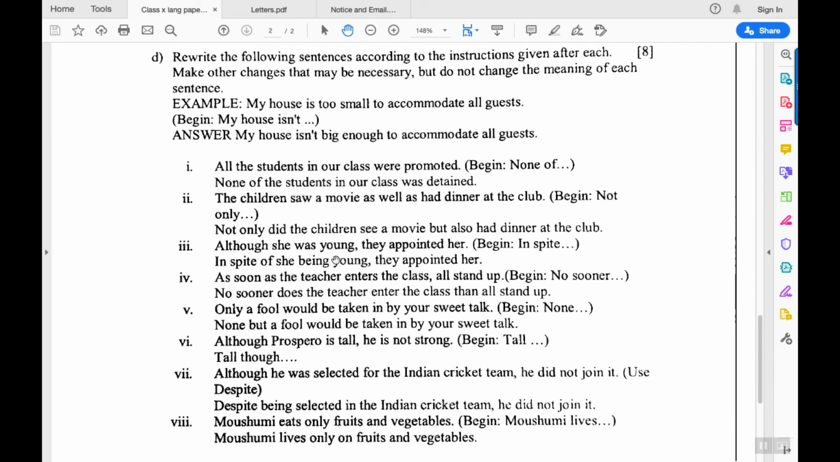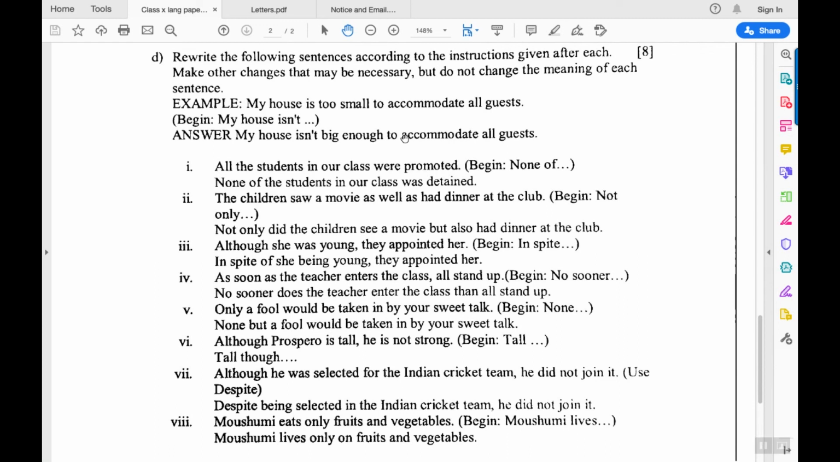As soon as the teacher enters the class, all stand up. Begin no sooner. No sooner does. Why does? As soon as the teacher entered the class, then it will be had. As soon as the teacher enters means if this happens every time the teacher enters, so it will be does. Only a fool would be taken in by your sweet talk. Begin none. None but a fool would be taken in by your sweet talk.